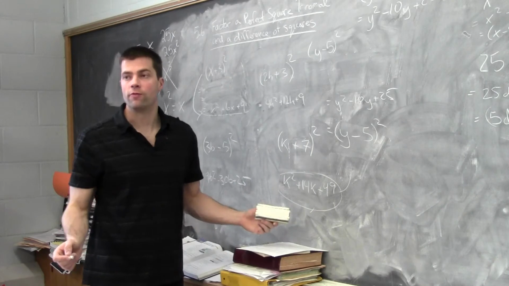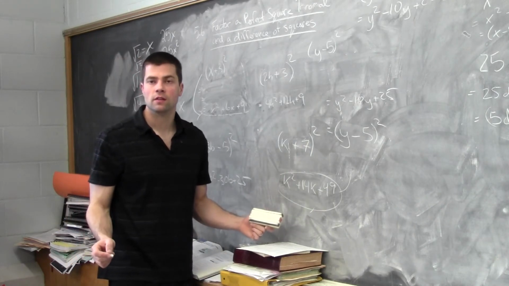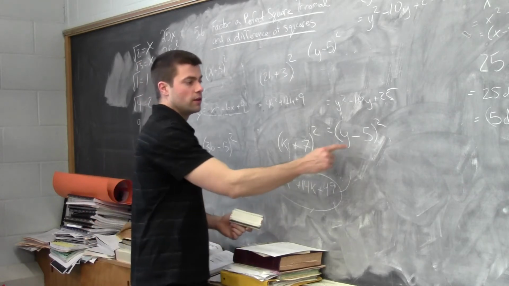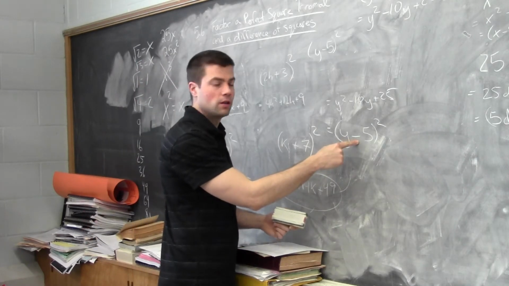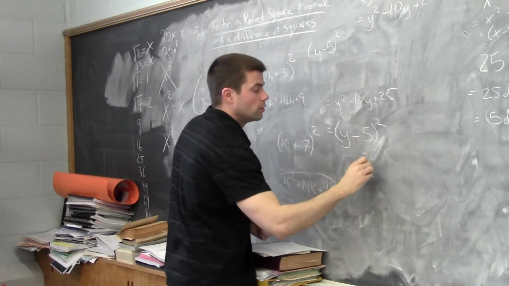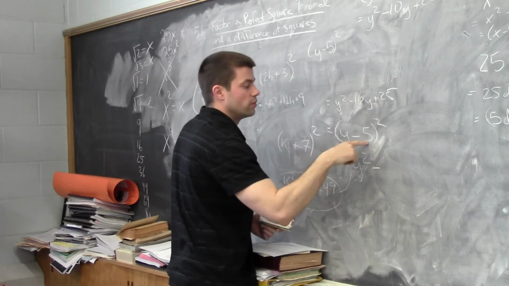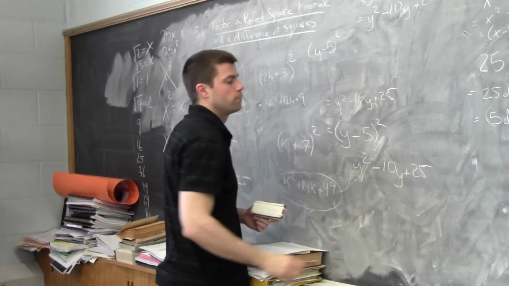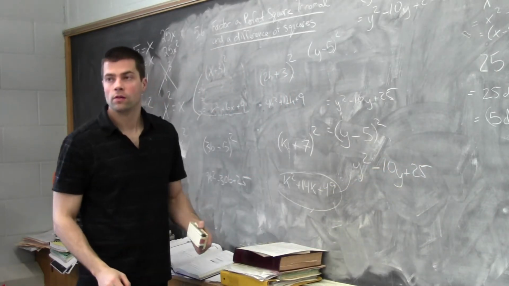Okay? If I asked you to verify, how would you do that? How would you do it? Yeah, you expand. You expand this. And you could expand it using the shortcut too, right? Y squared minus 2 times 5y, minus 10y plus 25. Okay?